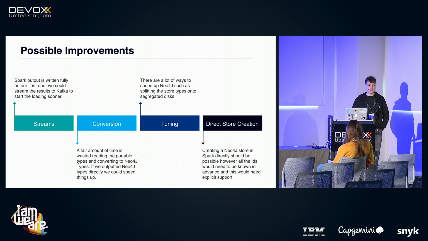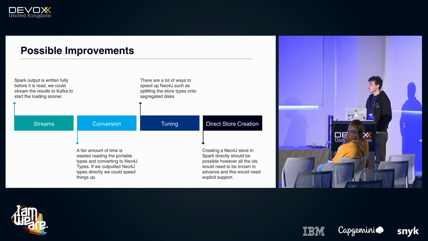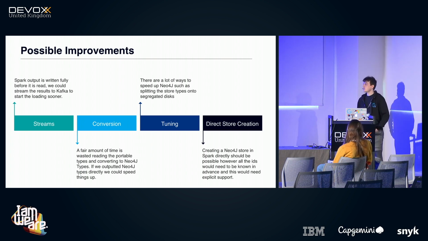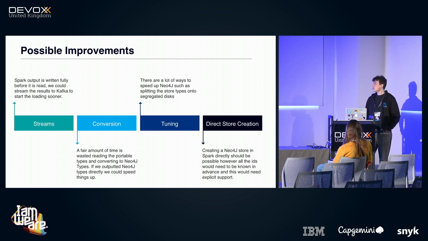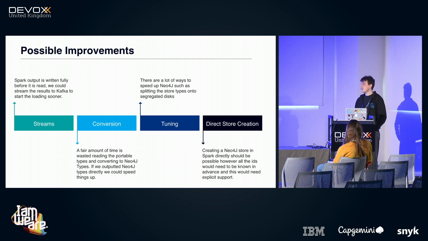So that would be a potential area for significant improvement. That said, this stage only takes 5 minutes at the moment, so it's not really worth improving at this point. We could also just output the Neo4j types directly, and you could speed up Neo4j itself by doing things like putting the string store on its own separate disk, or indeed, potentially even use Spark to create the entire store.